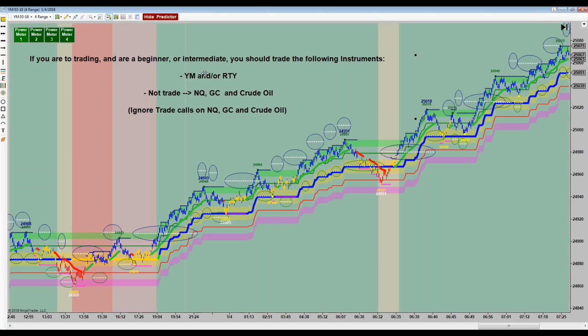You can make money trading YM and RTY, and you can do it with 1 contract. Okay? You want to start with 1 contract and not leverage up until you get a win rate over 67%.